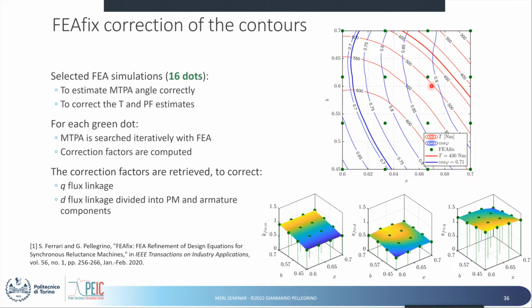And so we do the simulation, as I said, on 16 selected motors at the corners on the grid of the plane. And then these are the coefficients we apply to end up with these curves that are virtually exact, finite element speaking. Okay.